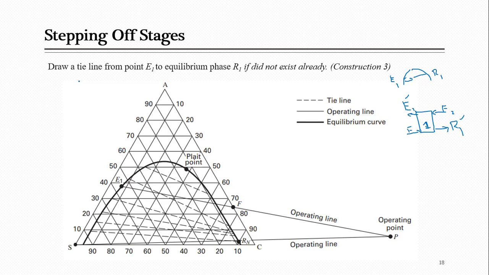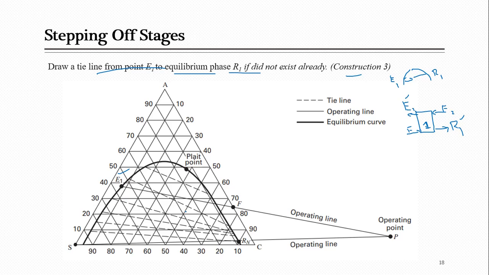So here I can draw a tie line from point E1 to the equilibrium phase R1 if it did not exist already, and that is construction 3. Construction 3 means that in step 3 you have seen how to draw extra tie lines, that is, if you have to find a new tie line which is not available in the system, how it can be located. Now let's look here: is there some line joining E1 and R1 in the system? Just look at the diagram. There is one point called E1, but we don't have any point R1 inside the diagram, but that can be located. How can it be located?